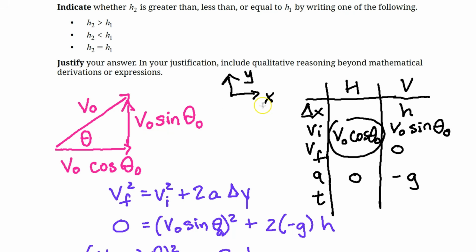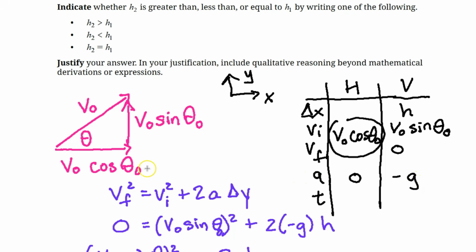I'm going to choose right and up to be my positive directions, and I like to create this little chart here to keep track of all the variables. In the horizontal motion, I have a velocity of v naught cosine theta, and that's going to be constant velocity because the acceleration is 0. Vertically, my vertical displacement, delta y, will be h, and my initial vertical velocity is v naught sine theta. My final vertical velocity is 0, and I have an acceleration vertically of negative g.